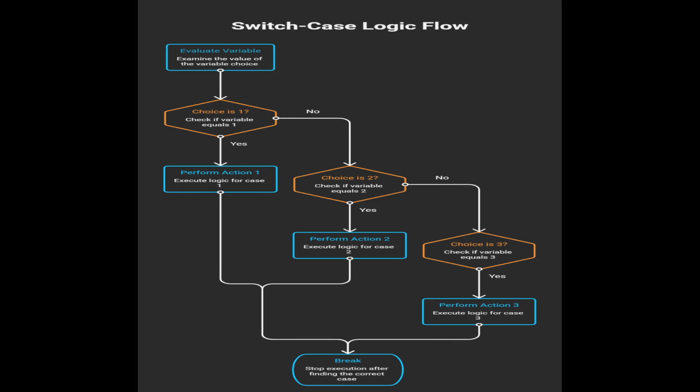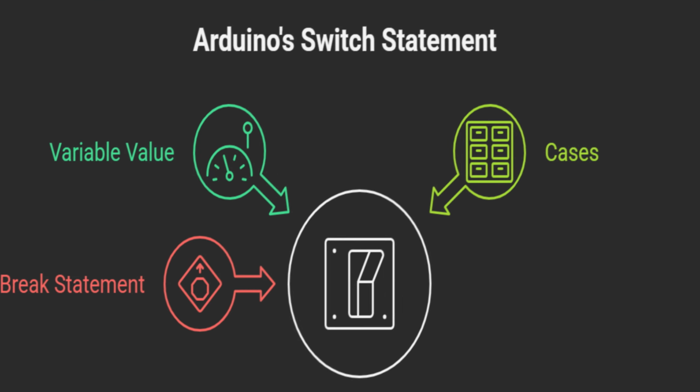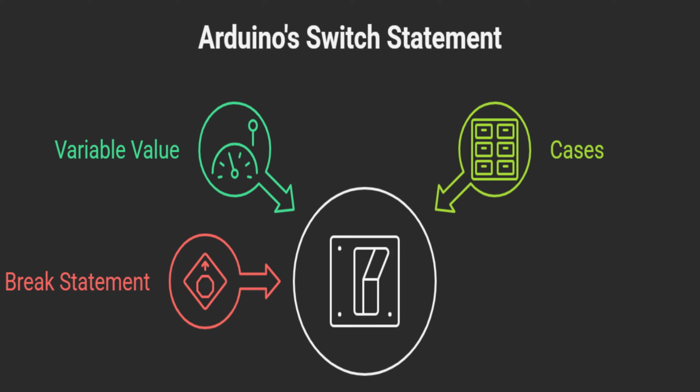Of course, we could do this using multiple if-else statements, but when the number of choices grows, the code becomes harder to read. That's where switch case becomes useful. It allows us to organize multiple choices in a clean and readable way. Think of it as asking Arduino, look at the value of this variable and choose the matching action. Each possible value is called a case, and the break statement tells Arduino to stop after finding the correct case.